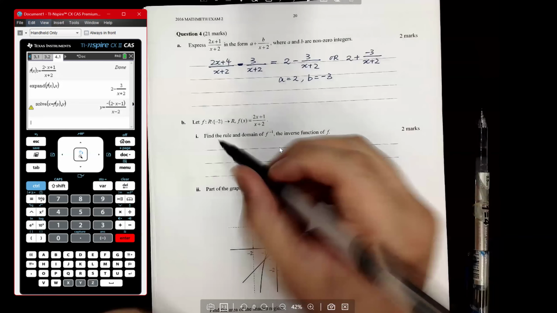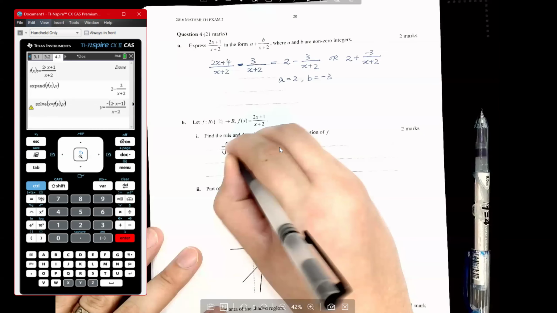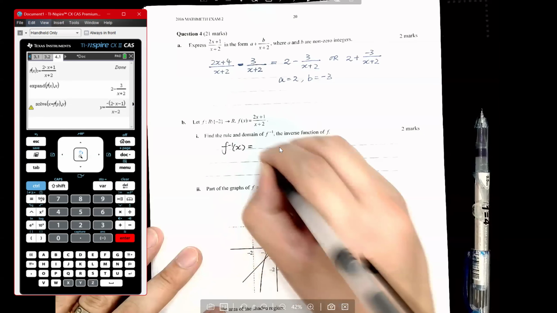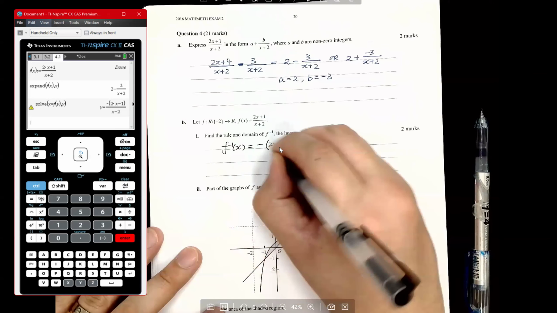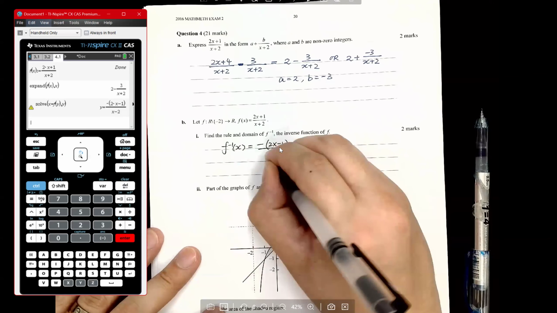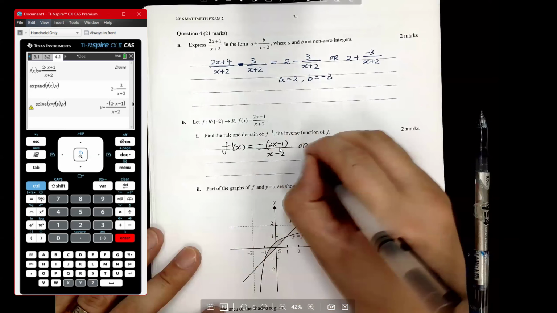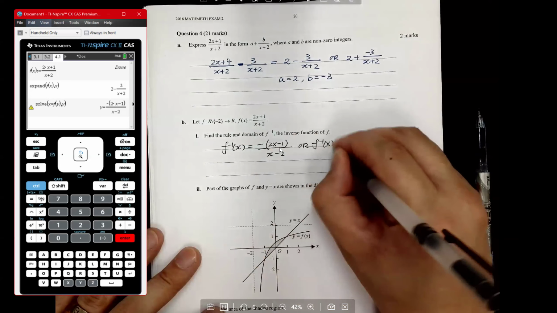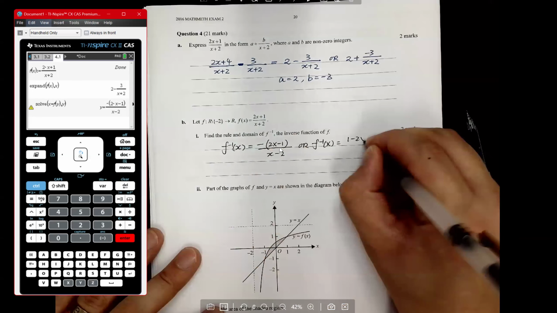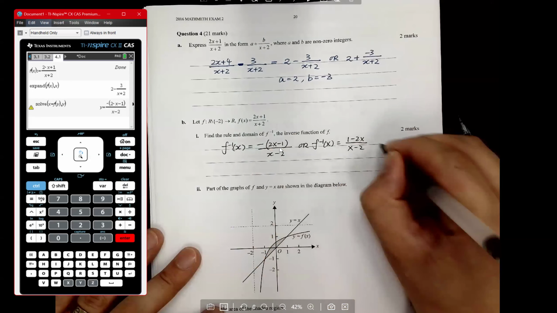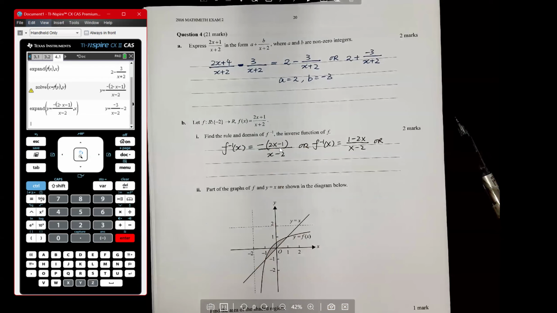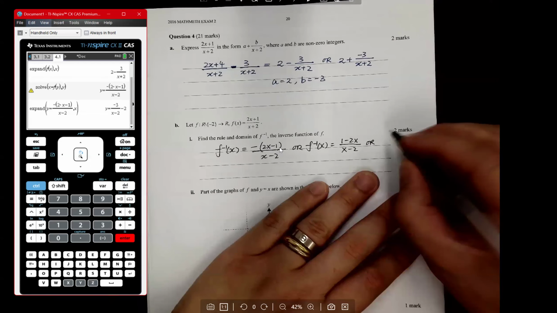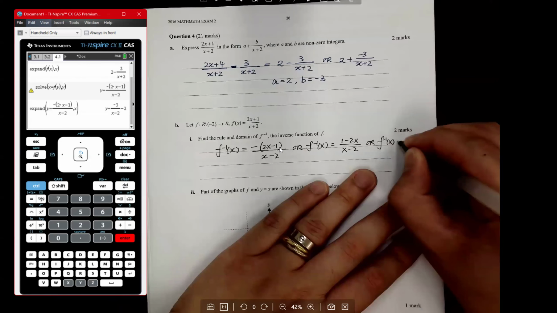So we say f inverse of x equals, or you might want to say, minus bracket 2x minus 1 divided by x minus 2. Or f inverse of x is (1 minus 2x) divided by (x minus 2). Or in the expanded form. You don't have to write everything down. I'm just listing all possible equivalent answers here for your reference, okay?